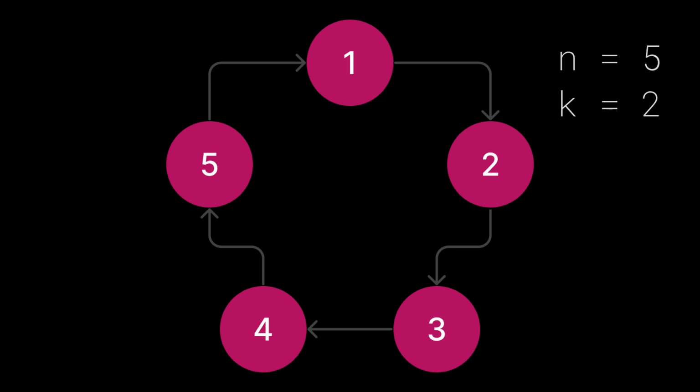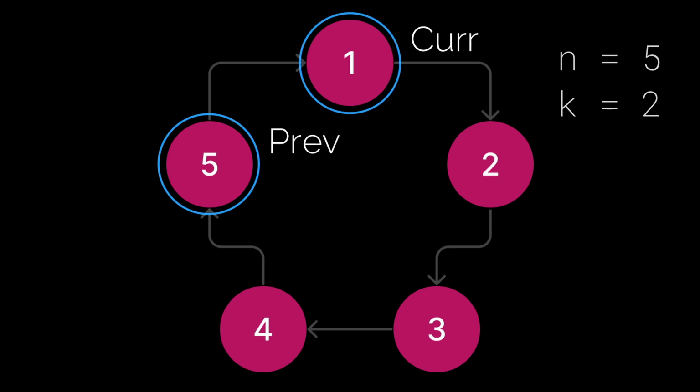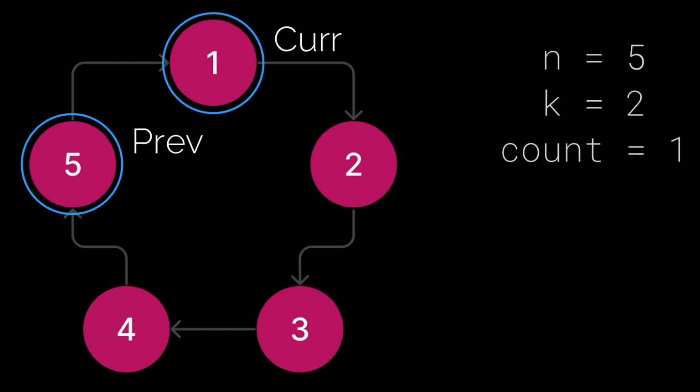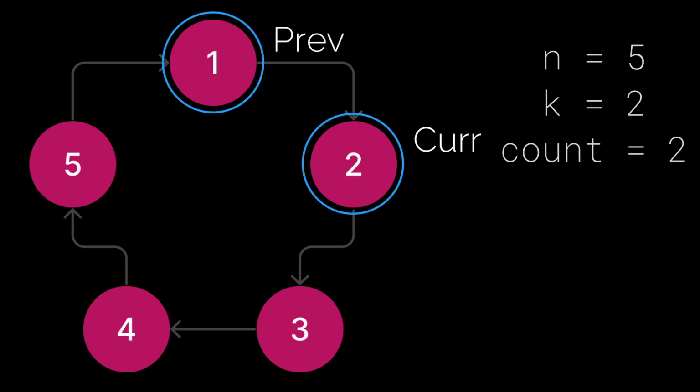Let's talk about what our algorithm will end up looking like. So whichever node we're currently on, we'll refer to as the current node, and the node before the current node will be the previous node. So we'll start off with our current node as 1, and the previous will be 5. So we'll start counting at 1 and move our pointer to the next node in the list until we've hit the same value as count. Each time we move the pointer, we'll update our previous to whatever current was previously.